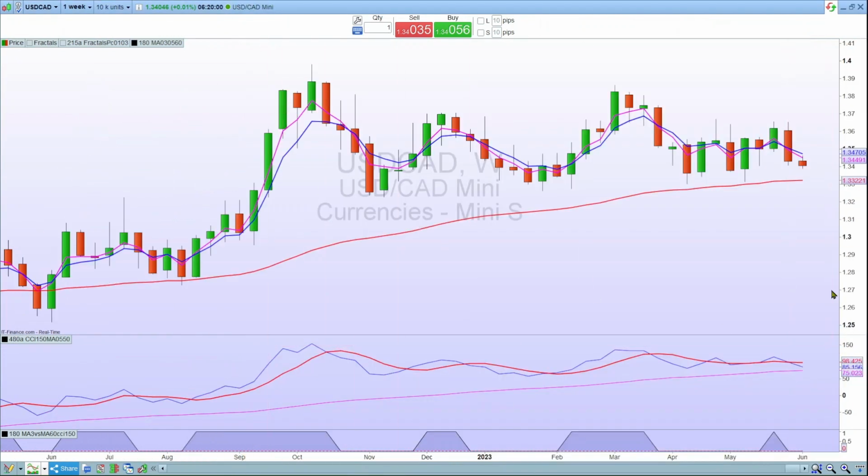So first off, on the weekly, the CCI moving averages and the moving averages of the price chart are not aligned, so it's giving us this neutral signal. It was previously, a couple of weeks ago, a bullish signal, but in the last week and a half it's actually dropped off that. So currently neutral, so avoid long or short trades.